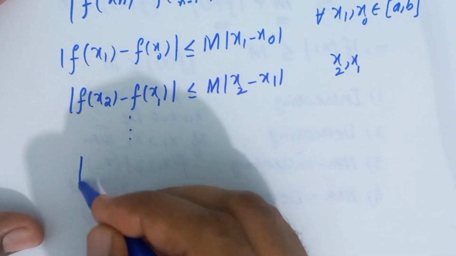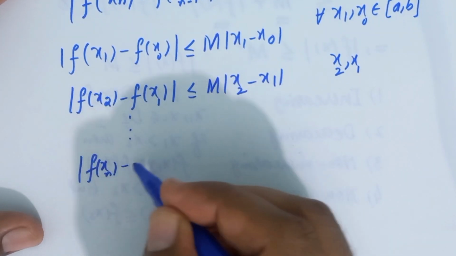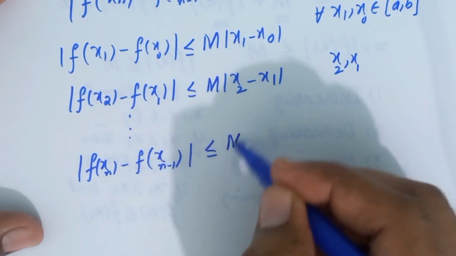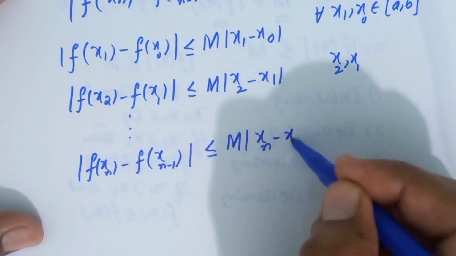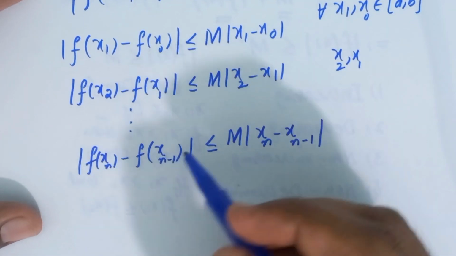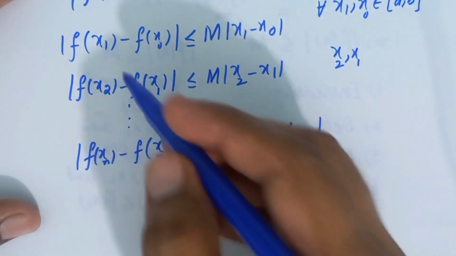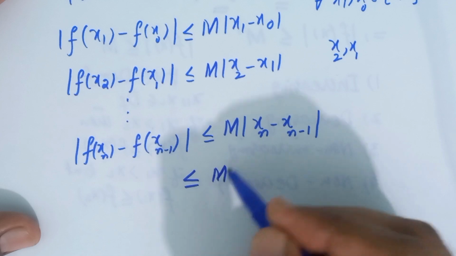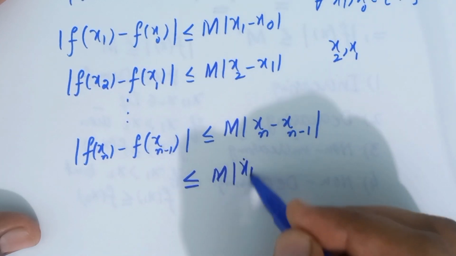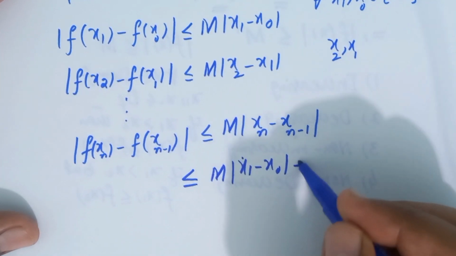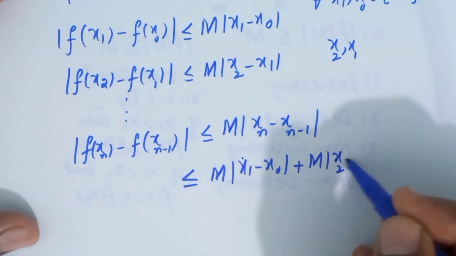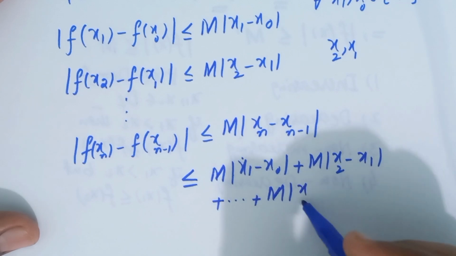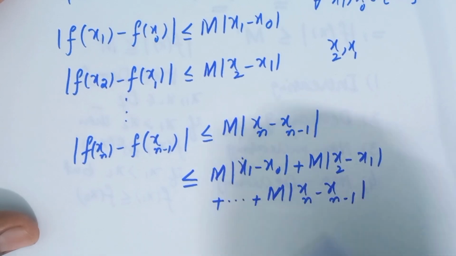Continuing this process, the absolute value of f of xn minus f of x_(n-1) will be less than or equal to m times the absolute value of xn minus x_(n-1). By adding all these expressions, we have m times absolute x1 minus x0 plus m times absolute x2 minus x1 plus, and so on, up to m times absolute xn minus x_(n-1).